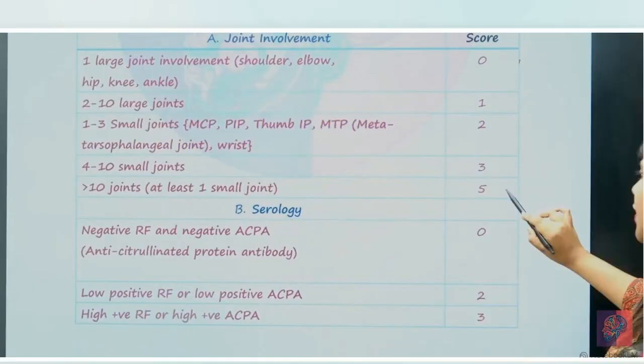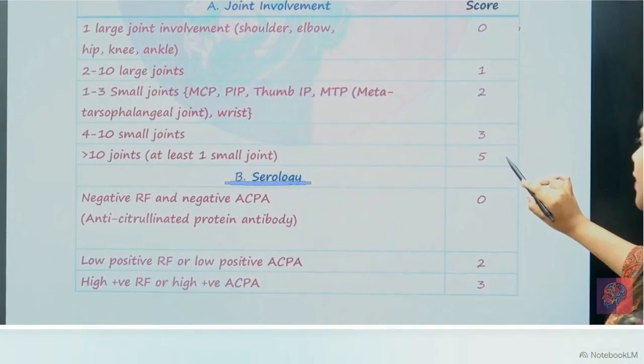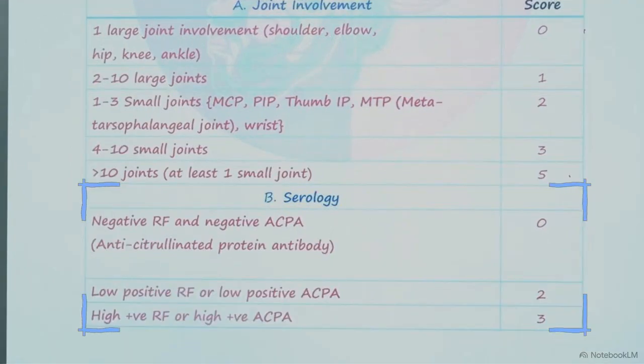This bottom row shows that if a patient has more than 10 affected joints, with at least one being a small joint, they reach the maximum weight for this category, a score of 5. To add another layer of evidence beyond physical symptoms, we look to Category B, serology. This section of the table outlines the scoring for two markers, rheumatoid factor, RF, and anti-citrulline protein antibody, ACPA. A negative result for both keeps the score at 0, while a low positive adds 2 points and a high positive adds 3 points.